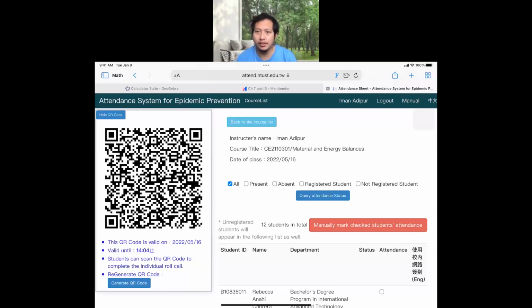And for today's lecture, I will just continue the last session. We are discussing chapter 8. We still discuss the heat capacity, if you remember. So I will just show you some examples on how we are going to use some calculation on heat capacity for some conditions.